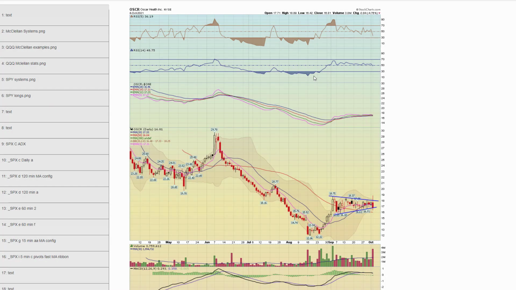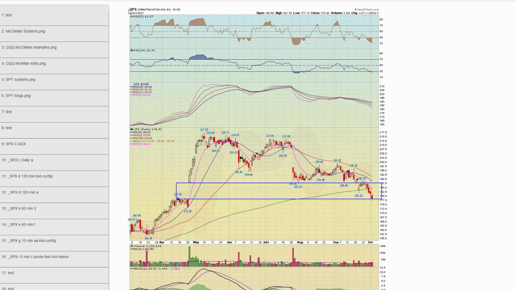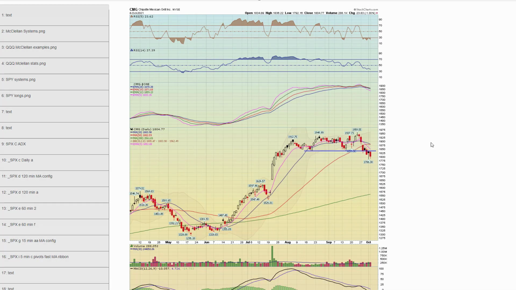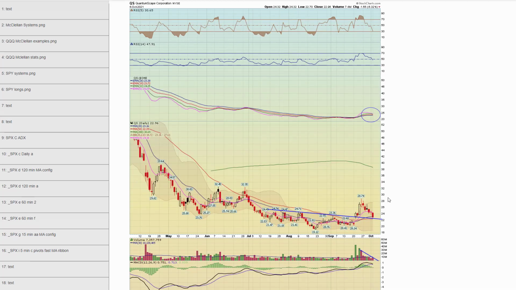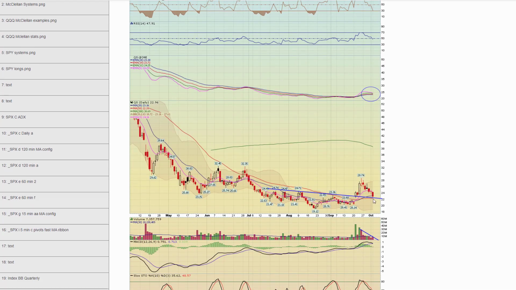Next. Following up to some of these other ones that Steve was showing, UPS, you can see it's fallen now to fill this gap. Next, Chart 79, CMG, broke this shelf support last week, still looks weak. Next, Chart 80, QS. Here's what I'm monitoring to see if it finds support here.